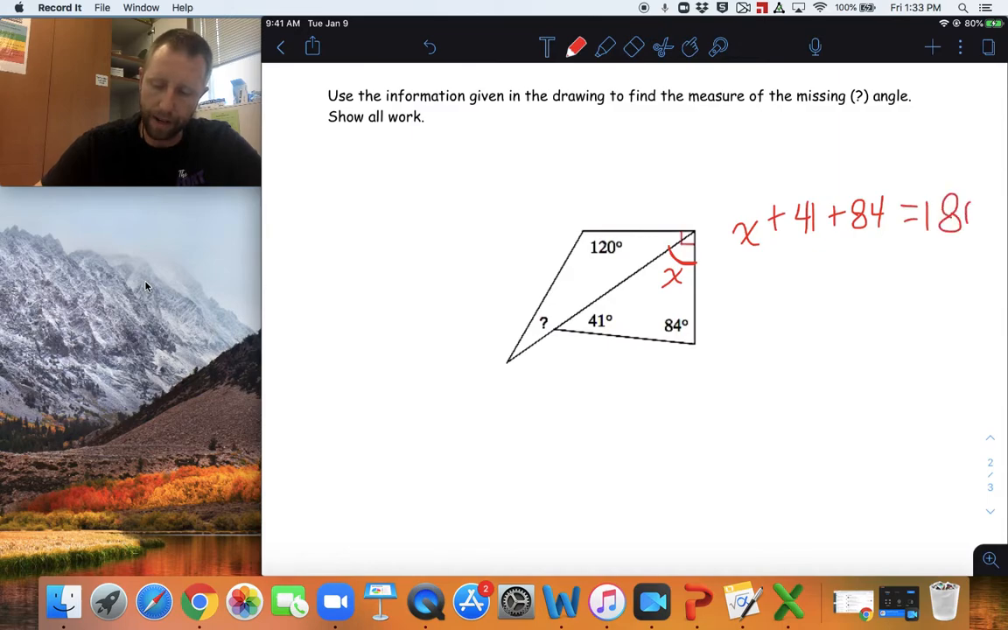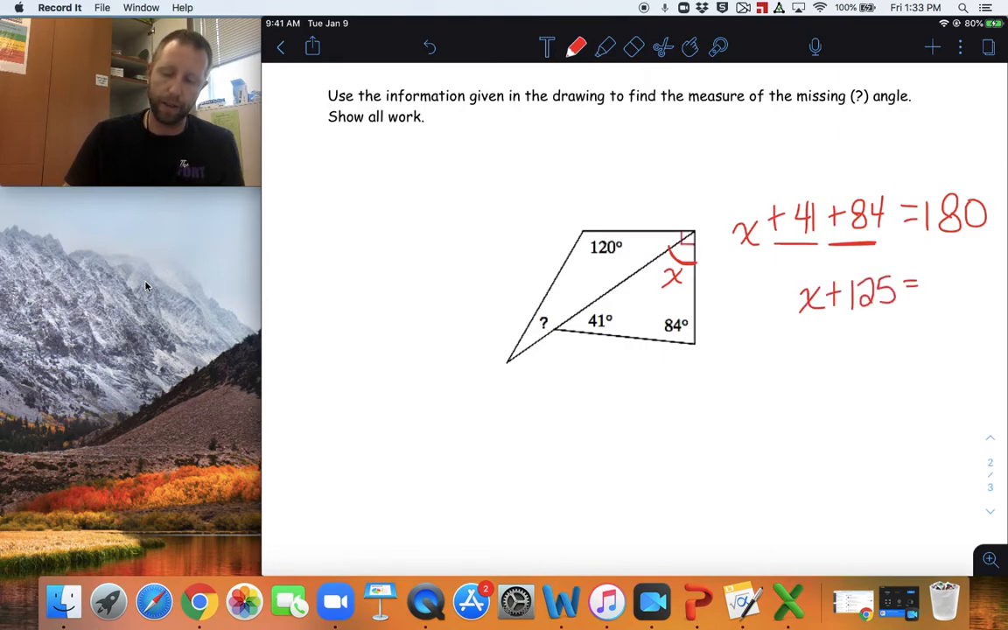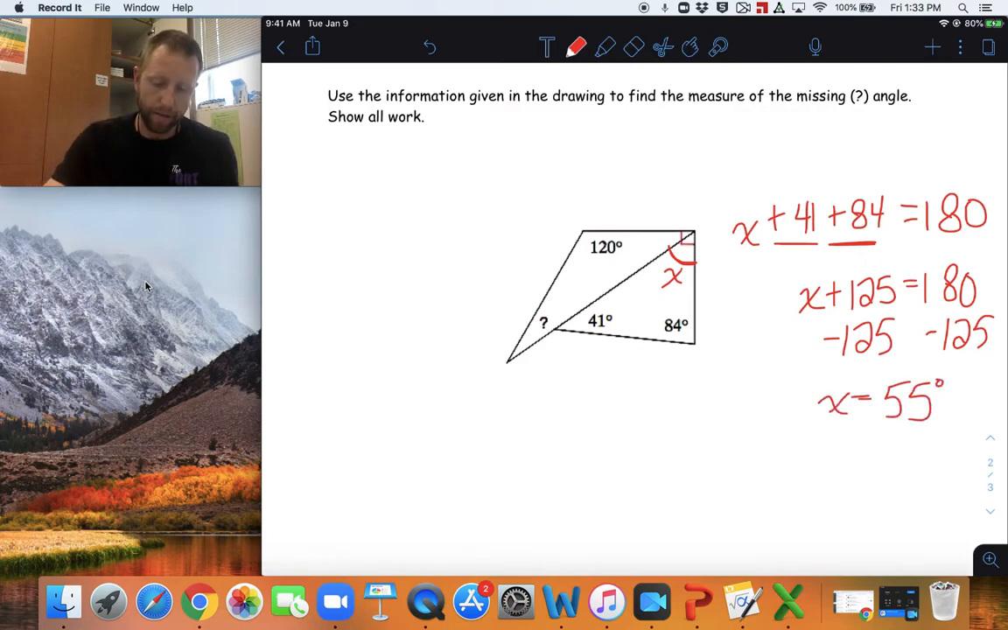Even though I don't know what x is, I can still set it up in an equation because I know when I add all three angles together, it has to equal 180 degrees. Combine like terms, I've got a plus 41 and a plus 84 there. So that's x plus 125 equals 180. And then subtract 125 from both sides. And I get that x equals 55 degrees. So I can erase my little x there now, and I can put in that this is 55 degrees.